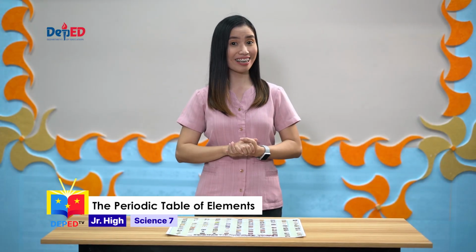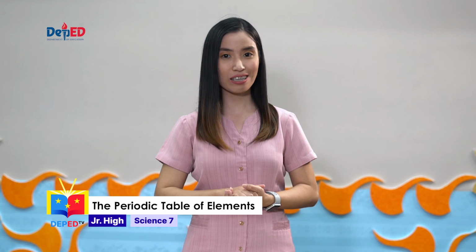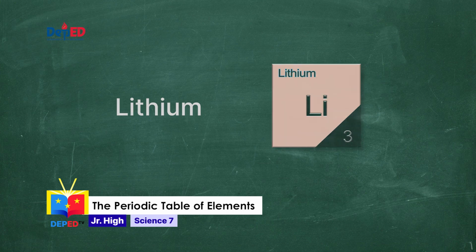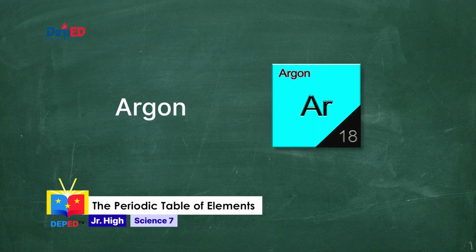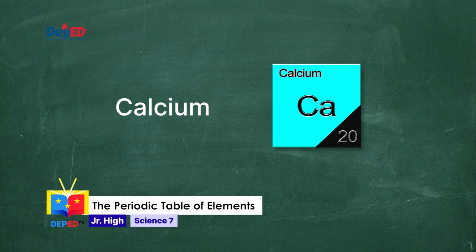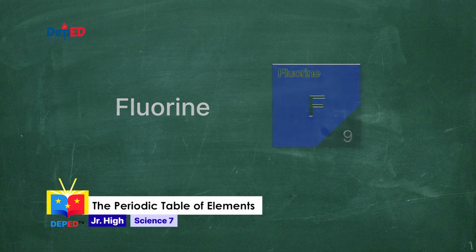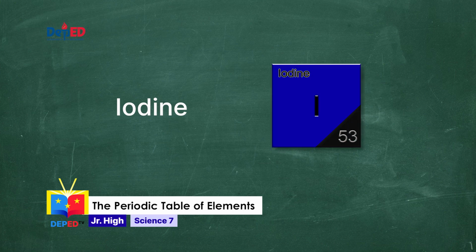Are you already done answering? Let's see if your answers are correct. These are the symbols of those elements. The symbol for lithium is Li. For chlorine, Cl. Argon, Ar. For calcium, Ca. The symbol for manganese is Mn. For boron, B. Nitrogen, N. Fluorine, F. Phosphorus, P. And for iodine, the symbol is I.